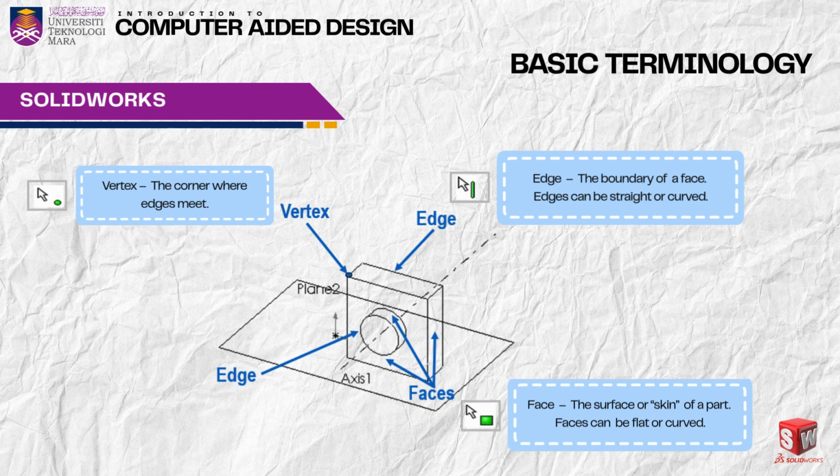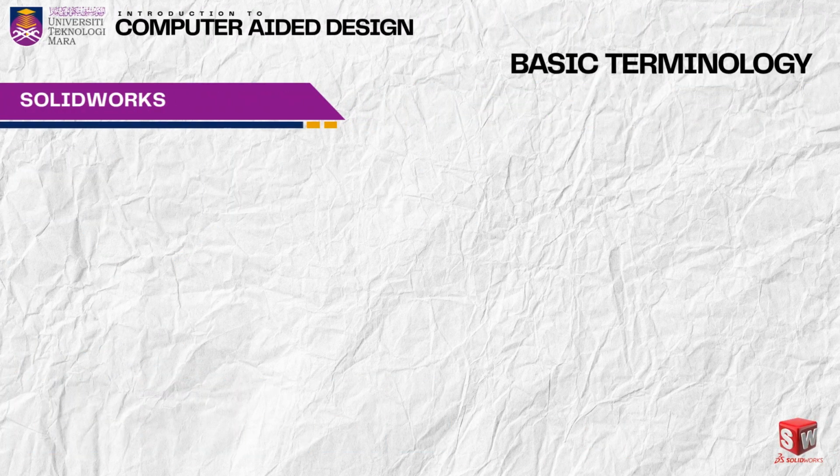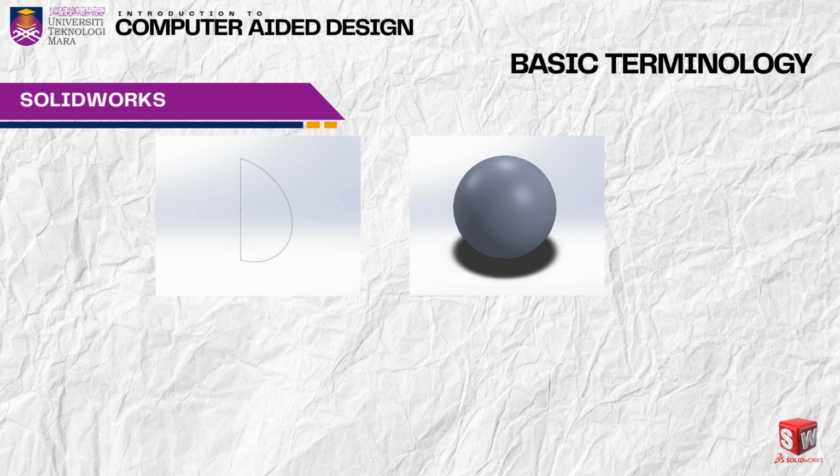We also have face. A face is the surface or skin of a part. It's the outer visible area of a 3D object. Like edges, faces can be flat, such as the top of a table, or curved like the surface of a sphere. Let's wrap up this section by discussing two essential terms that you will use frequently in SolidWorks: sketch and feature. These two concepts form the backbone of how 3D models are created in the software, and understanding them is key to mastering the design process.